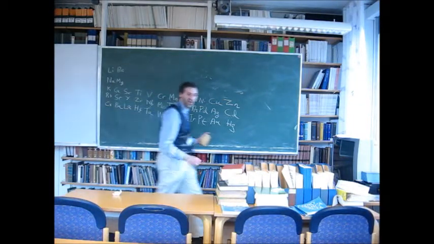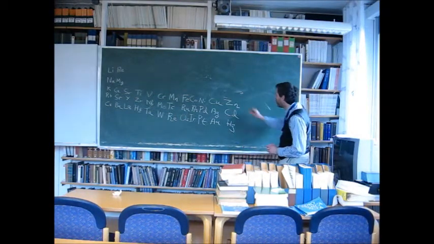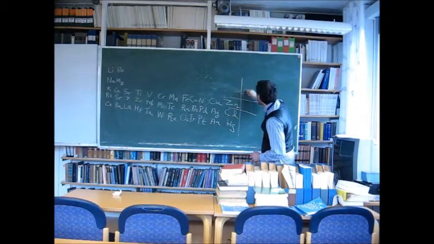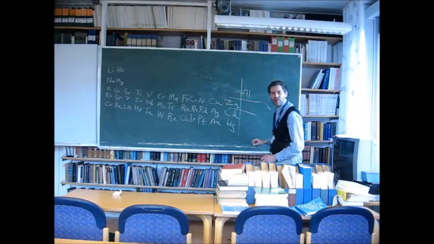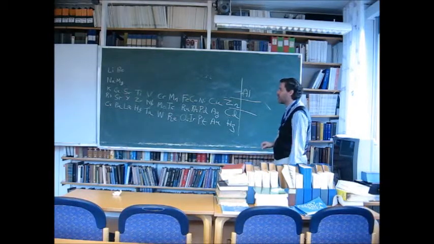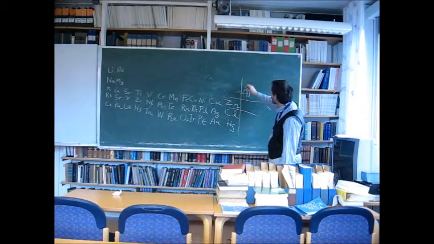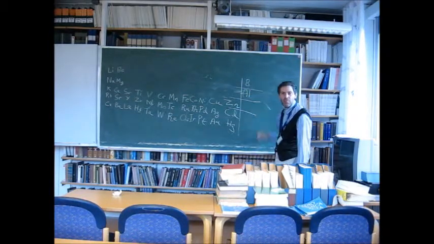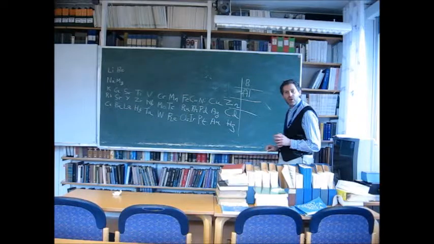Because aluminium is at the other side of the periodic table, right here. So we now have where aluminium is. Immediately above aluminium you have boron. Boron and aluminium are quite similar. Boron trifluoride and triphenylaluminium are both Lewis acids.